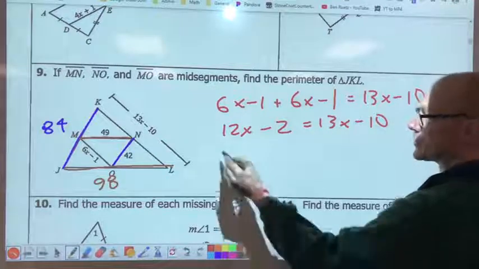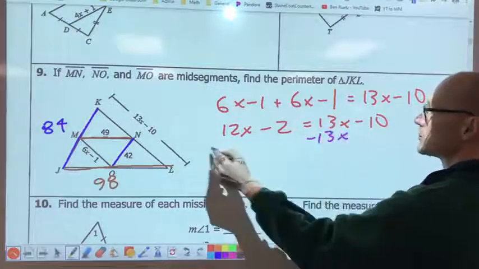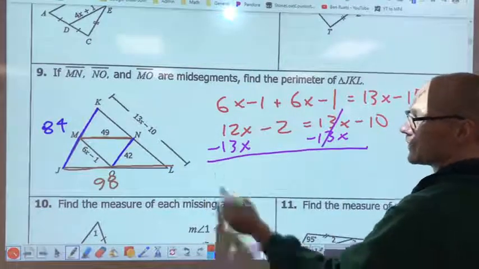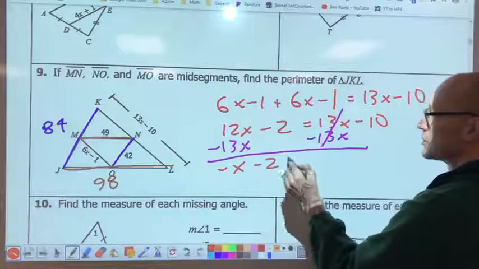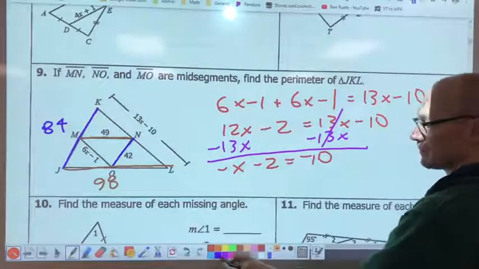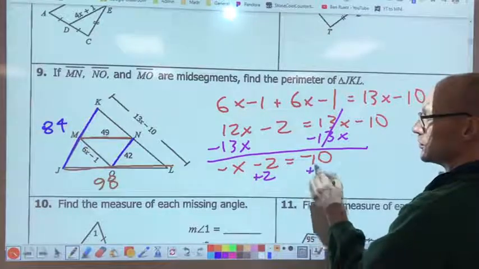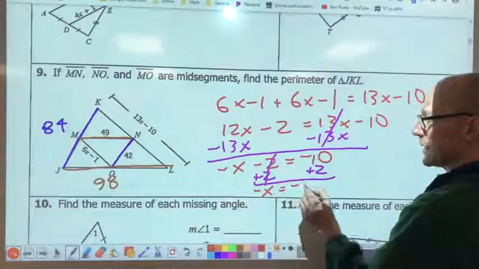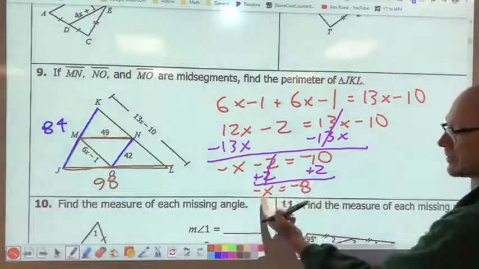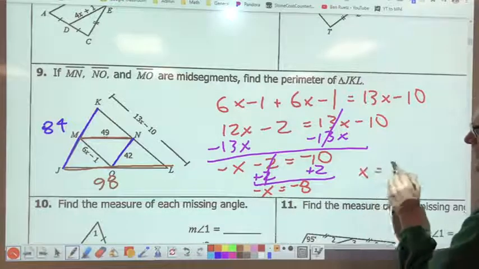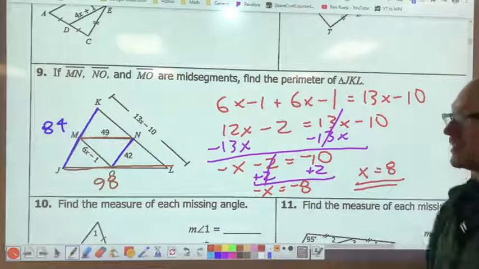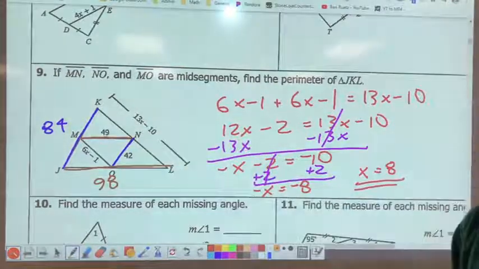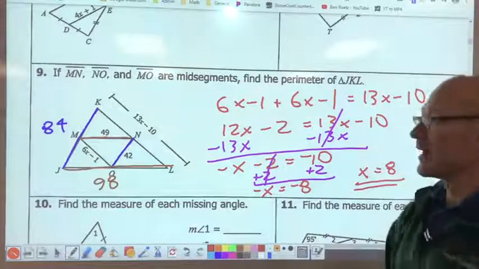If I subtract 13x from both sides, that would give me the opposite of x minus 2 equals negative 10. If I add 2 to both sides, that would give me the opposite of x equals negative 8. And if the opposite of x equals negative 8, wouldn't that mean x itself equals positive 8? Yes, it does. And if x equals 8, I can put that into this right here and figure out what the length of that side is.